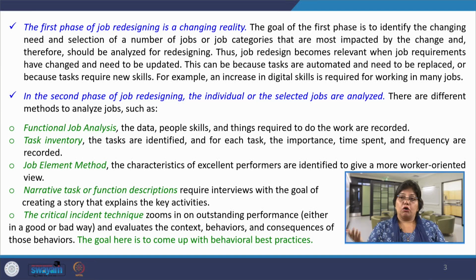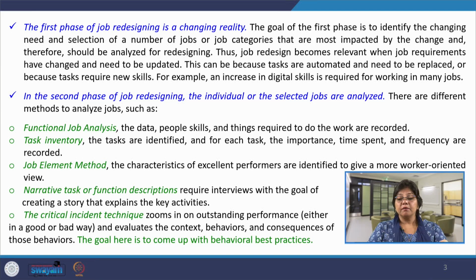For example, if we talk about digital skills, initially it was something where digital skills were not in, but to meet the market competition, organizations have enhanced employee skills by making them more digitally literate and skilled so as to meet the jobs with more accuracy and precision. So, this is a changing reality, that digitization is a major change, and how organizations have identified specific jobs which require employees who are supposed to possess some digital skills in order to perform the jobs more accurately. So, this is the first phase of job redesigning, a changing reality.